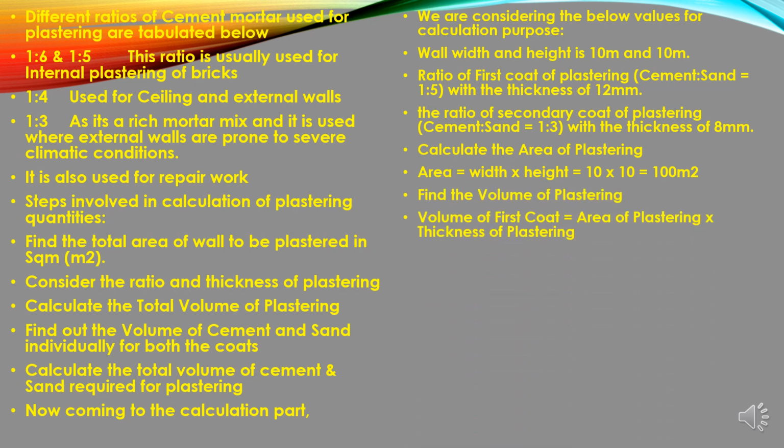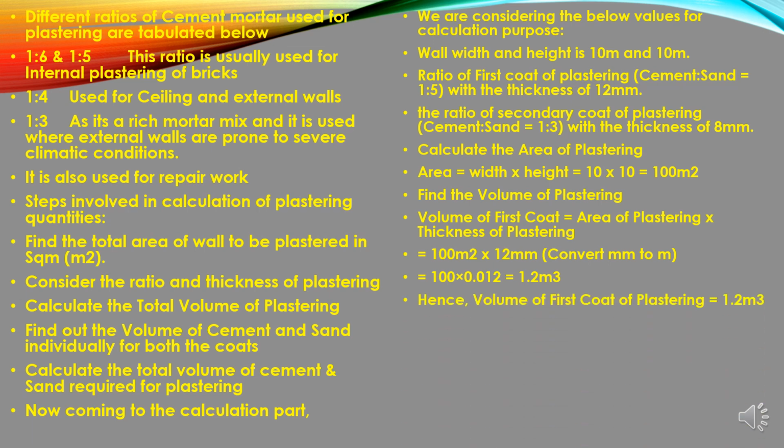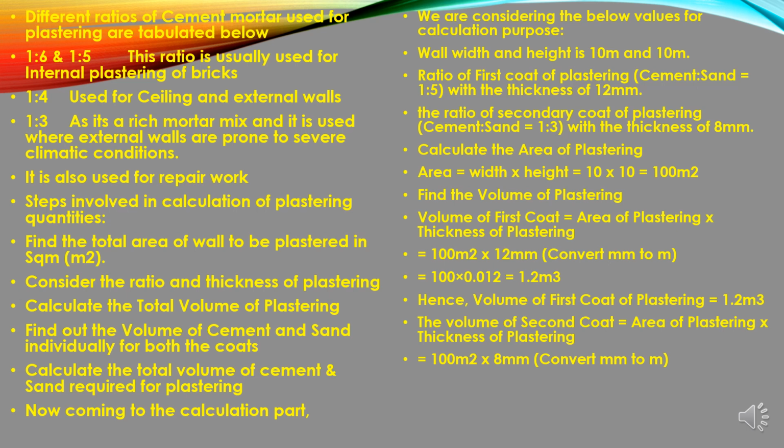Find the volume of the plastering. Volume of first coat is equal to area of plastering times thickness of the plastering, that is 100 square meter into 12 mm. When we convert it into meters, it will give you 1.2 cubic meter. Hence, volume of first coat plastering is 1.2 cubic meter. The volume of second coat is equal to area of plastering times thickness, that is 100 square meter into 8 mm. When you convert it into meters, it will give you 0.8 cubic meter. So therefore, volume of second coat of plastering is 0.8 cubic meter.